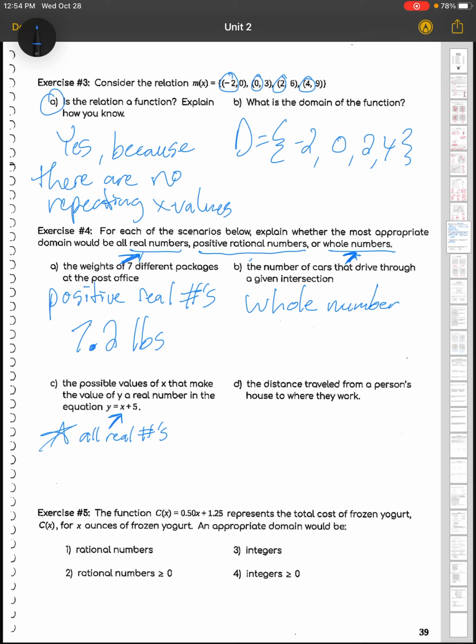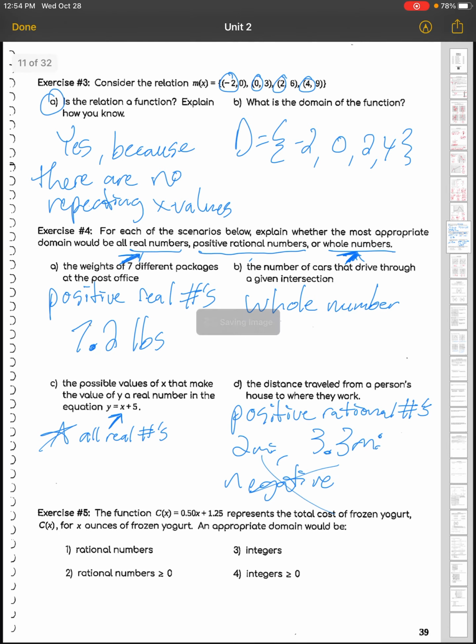Then for D, the distance traveled from a person's house to where they work, that would have to be positive rational numbers. And the reason being is, again, it may not be a whole number distance. We might not have 2 miles or 3 miles. It could be 3.3 miles. That would be a positive rational number. All real numbers would include negatives. We cannot have a negative distance.